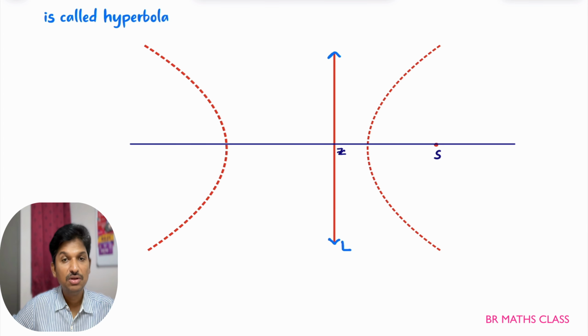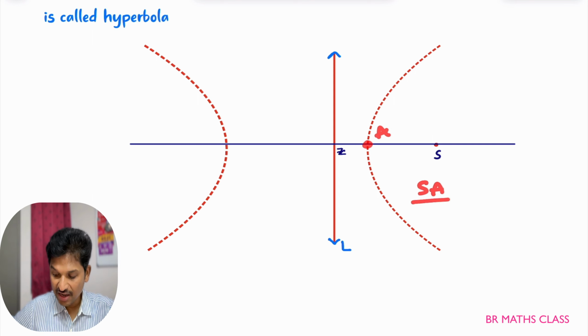Now you observe this SZ cuts the hyperbola at 2 points. You observe here these 2 points. I'll take this point as A. I'll take this point as A dash. Okay. If you observe, this A is a point on the hyperbola. Right? A is in between S and Z. Okay. A is a point on the hyperbola and A divides SZ internally.